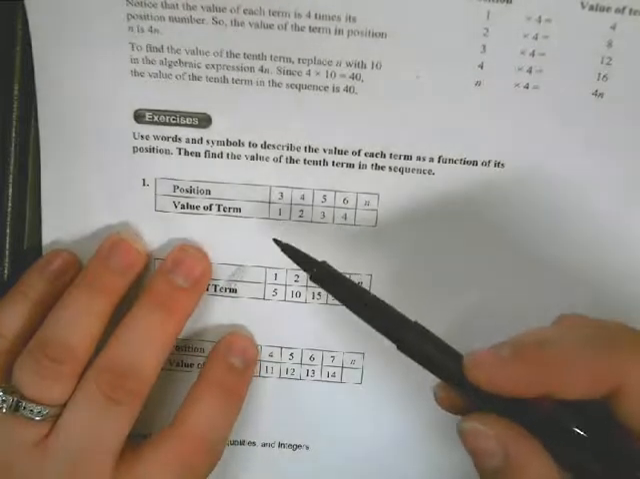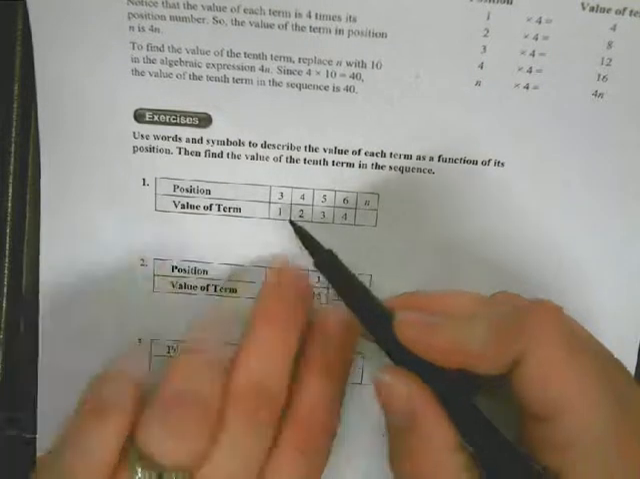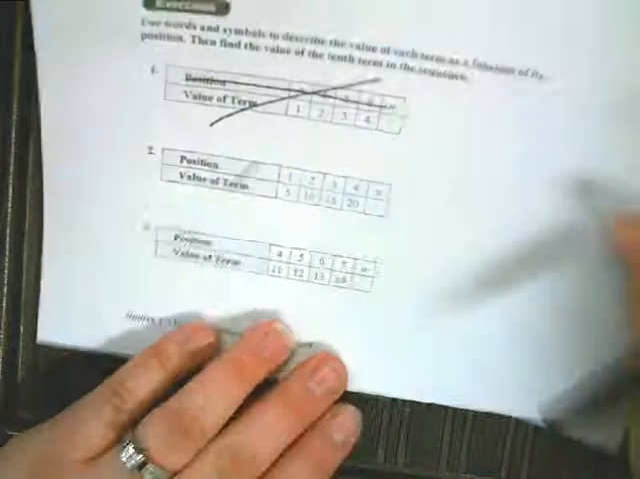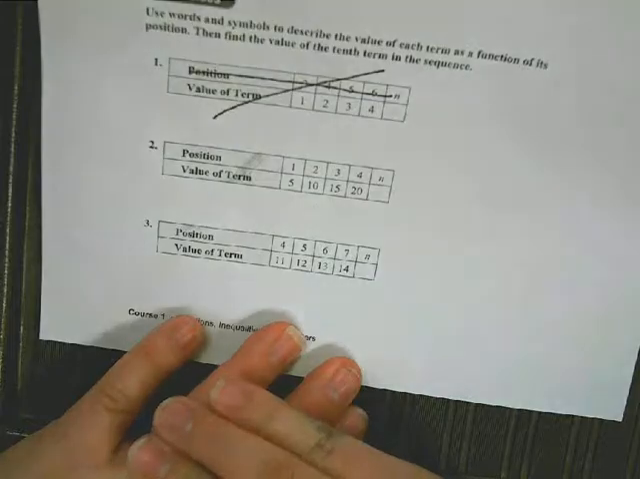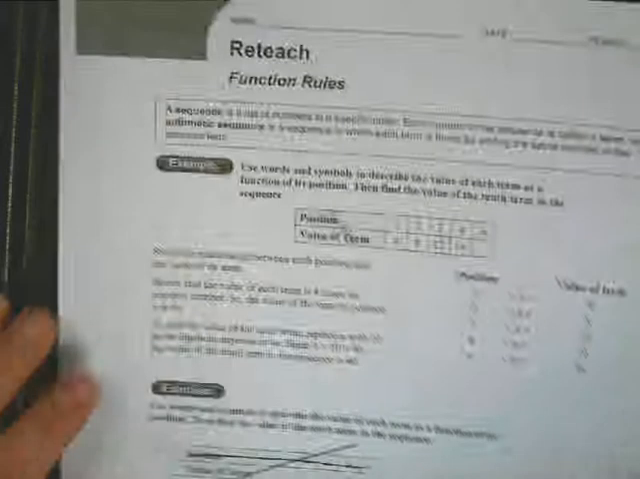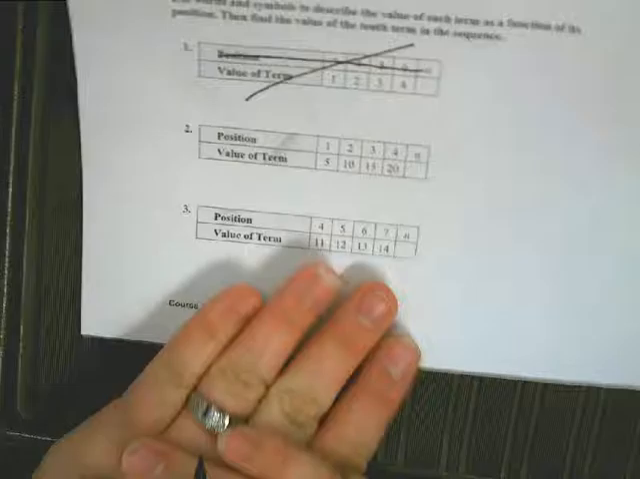So what is it going up by? So the value of term, actually, cross out number 1. I don't like number 1. We're on to number 2. Wait, is it 11-1? We're looking at the function rules reteach. Yeah, 11-1. Not number 1? Not number 1. Look at number 2.